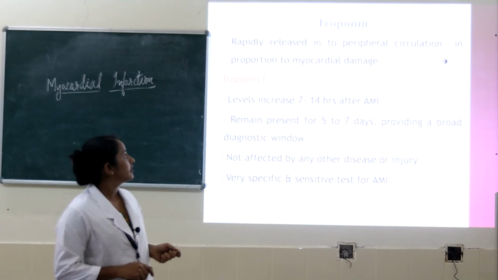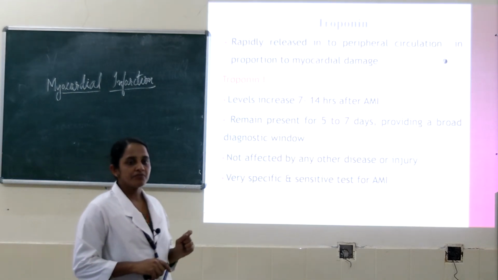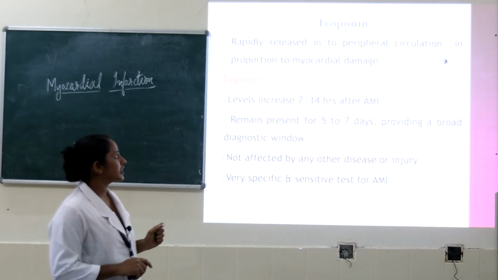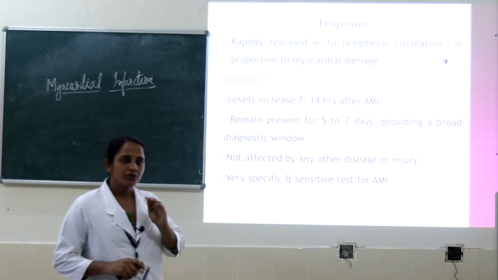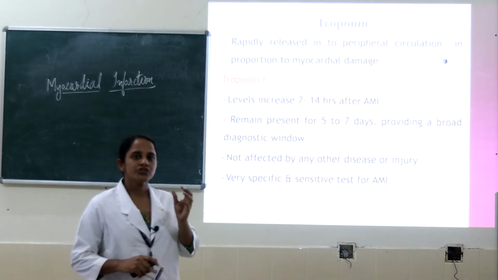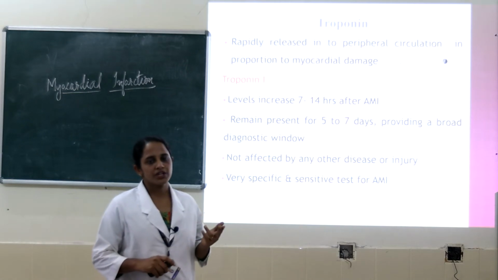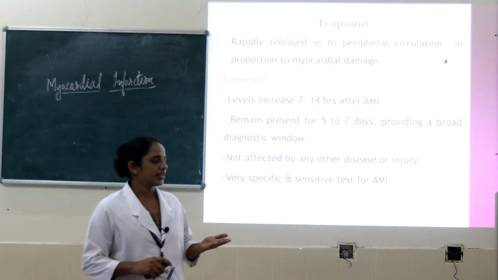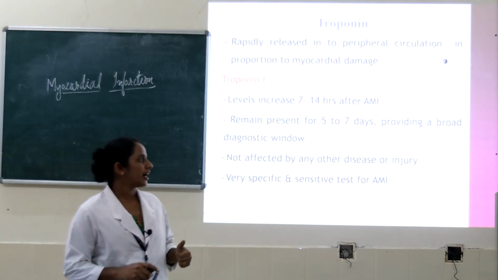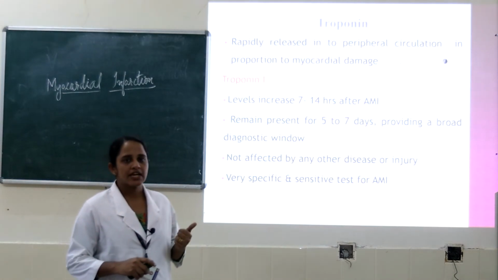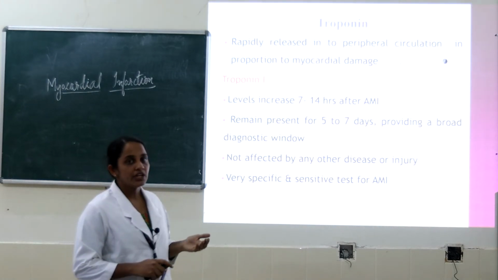The next one is troponin. Troponin is a cardiac enzyme which is released from the cardiac tissues. It is rapidly released into the peripheral circulation in proportion to myocardial damage. So, according to the myocardial damage, the amount of troponin also will increase. Mainly 2 types of troponin are used for cardiac diagnosis: troponin T and troponin I. Troponin T is the same as creatine kinase. Nowadays we most commonly use troponin I for diagnosis.